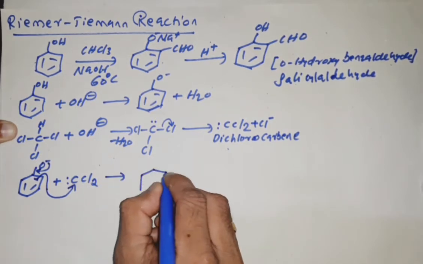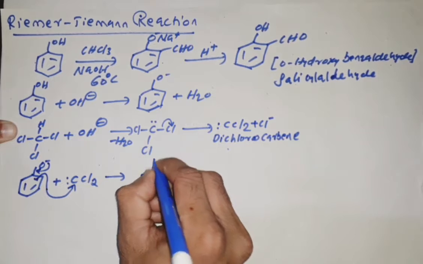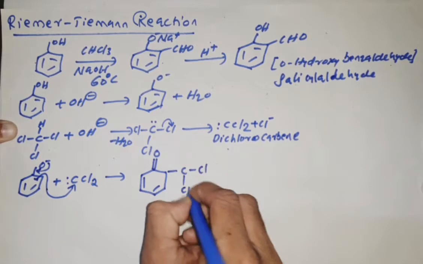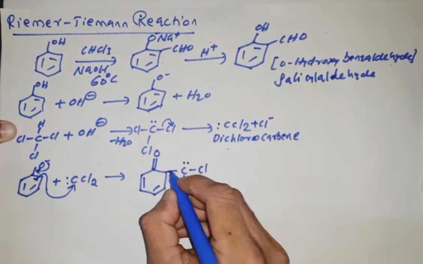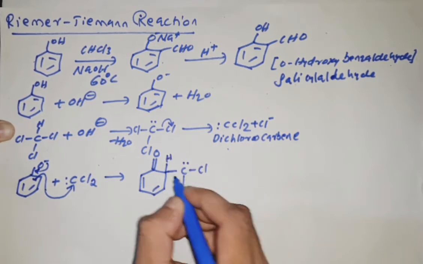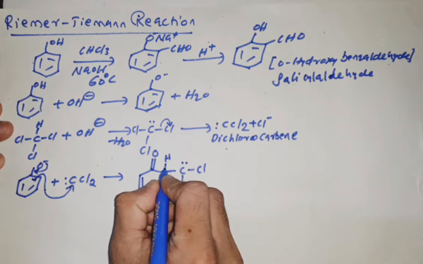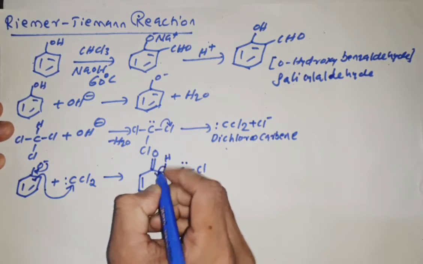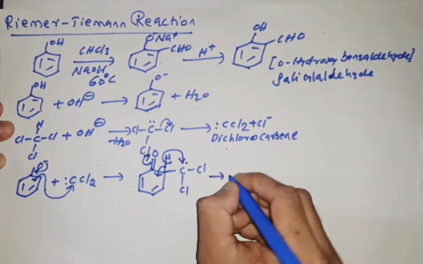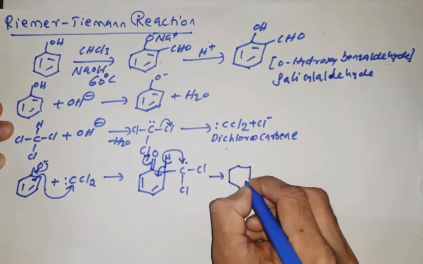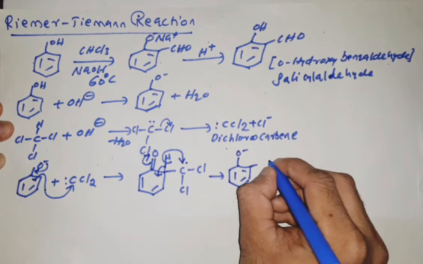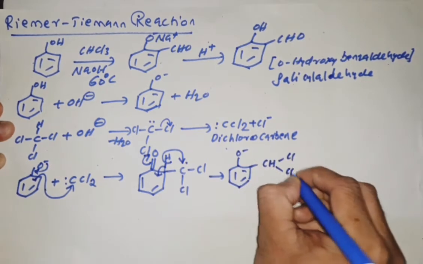We get CCl2. Here one hydrogen is there because C-H is there. Next step, this shared pair of electrons shifted to here, and this H plus is attached to here and shifted to here. Yes, CHCl2.